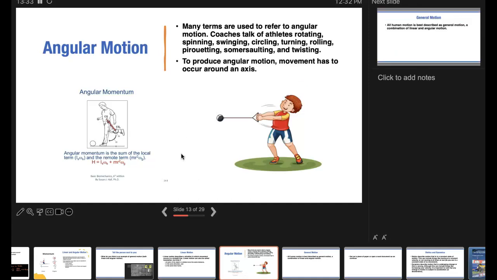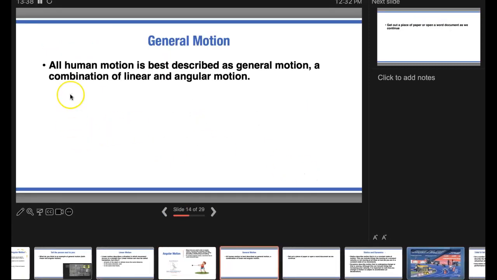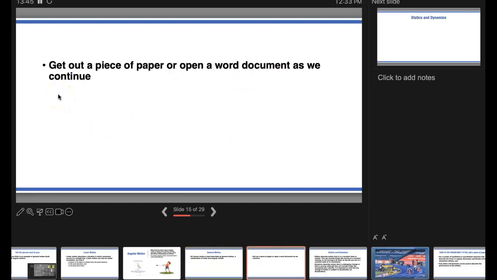So to produce angular motion, the movement has to occur around some sort of axis. So all human motion is best described as general motion because it's usually a combo of the both, which we have there.